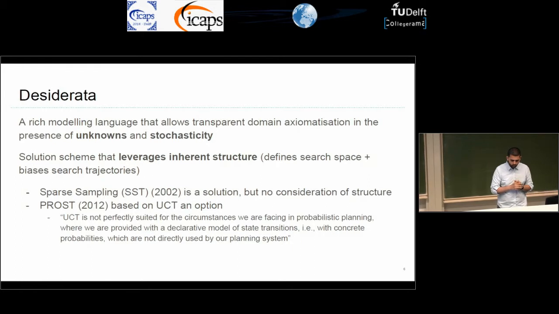Another, more recent planner is PROST, which is based on UCT. Now this is a discrete planner, so there is a way you could take a continuous domain, possibly make it discrete, and use PROST. But what they do note in the PROST work is that it's not perfectly suited for probabilistic planning, because it just takes a model space abstractly and doesn't really exploit the probabilities.